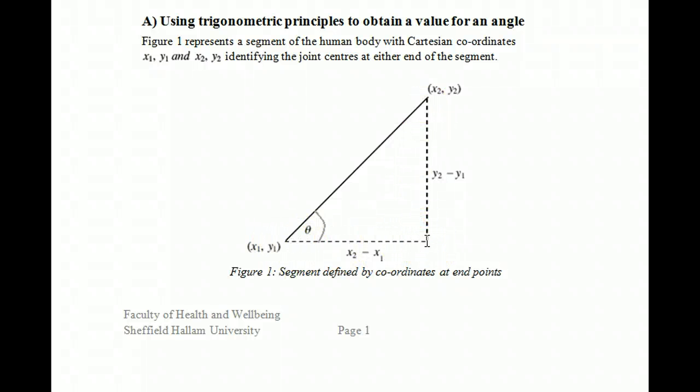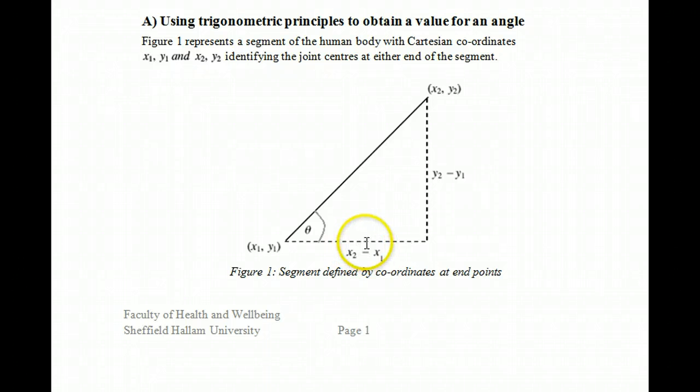Now we know that we can construct this right angle triangle on the basis of that segment, and the sides of the right angle triangle could be known simply by looking at the differences in the positions of the coordinates. So for example, the side being identified on the screen at the moment is going to be measured using the length represented by the difference in the y coordinates, so y2 minus y1, and the horizontal side would have a length equivalent to x2 minus x1.